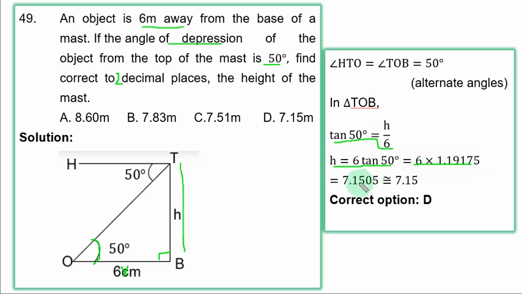When you multiply, you have 7.1505. To 2 decimal places, you consider 2 digits after the point. That is 15. The next one is 0. You round it down, so you have 7.15. D is the correct option.